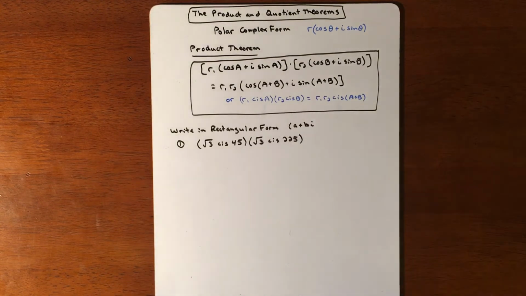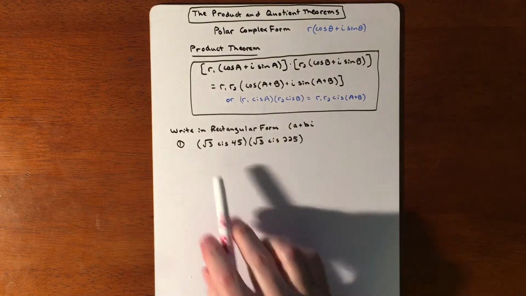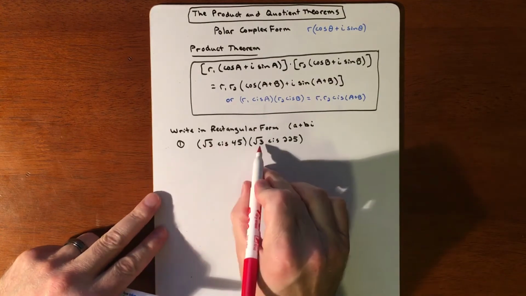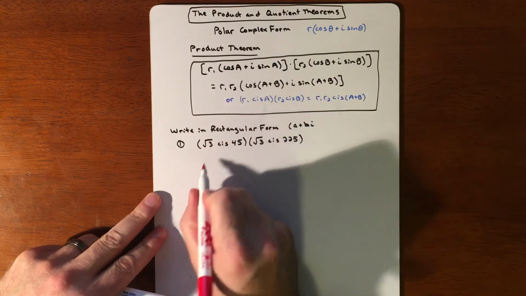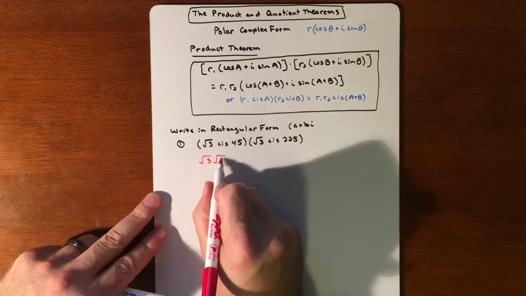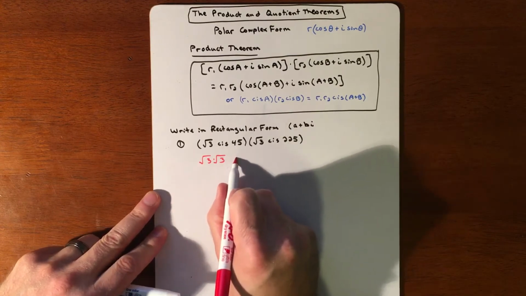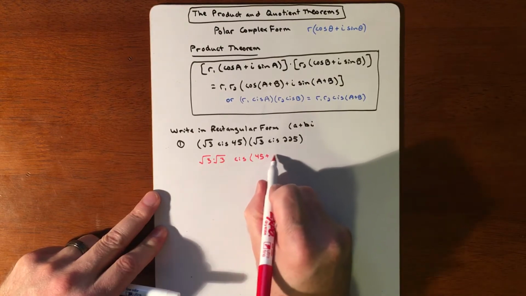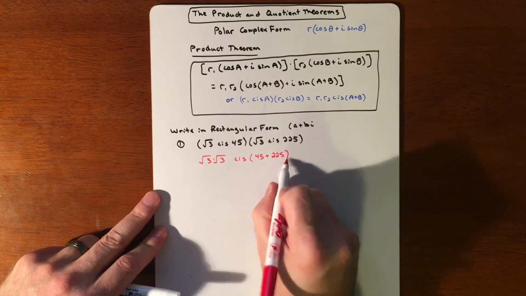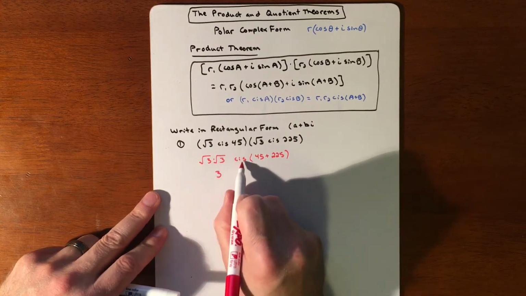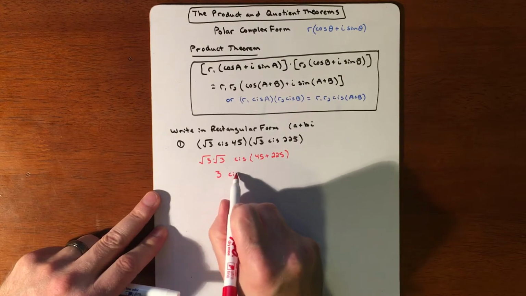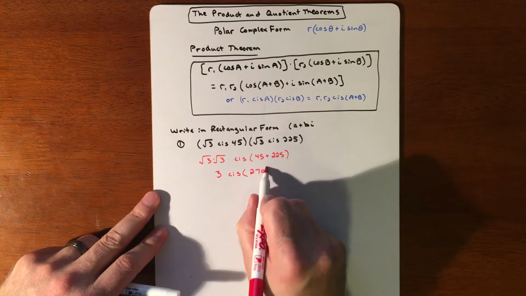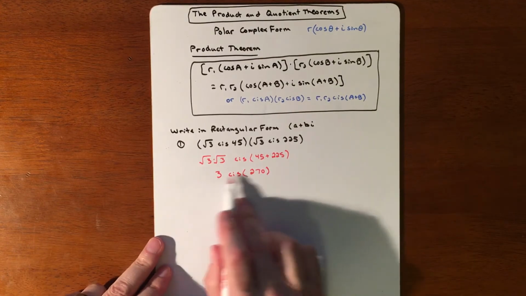So if this is our example, and we are trying to put together these two problems, first thing we're going to do is multiply your radii together. So it's root 3 times root 3. And then we're going to have cis of adding those two angles together. So 45 plus 225. And so that's a 3. And then this is cosine and sine of 270. So that's your new polar form.